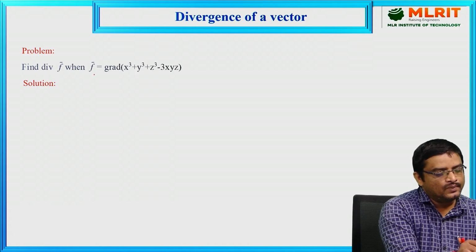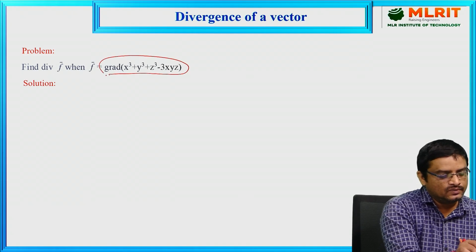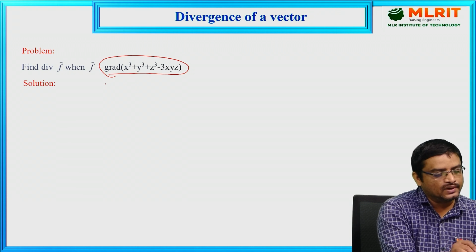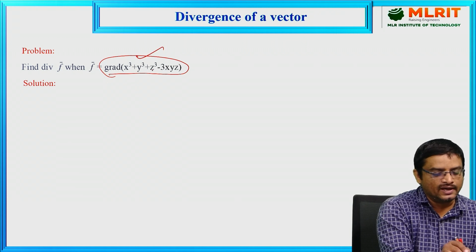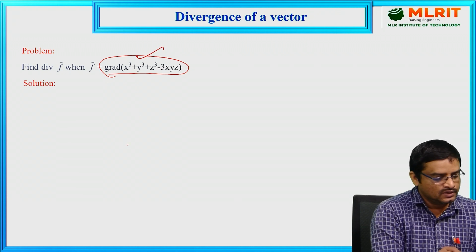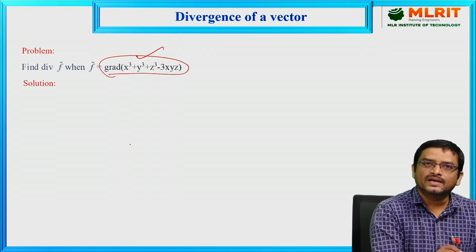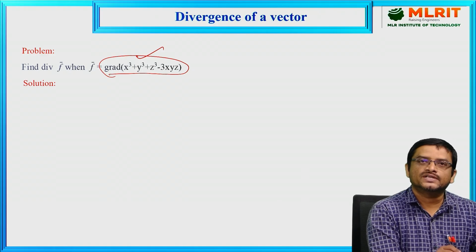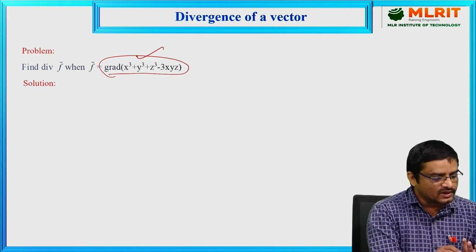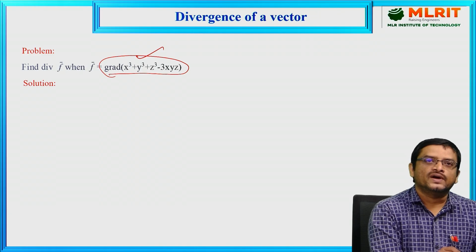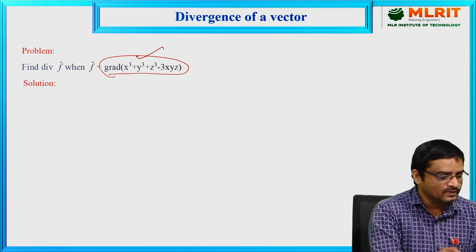So where f bar is equal to, this is the value. First, in order to get that f bar value, we have to apply the gradient for this scalar point function. After applying the gradient for the scalar point function, you will get some vector. You take that vector, and for that vector you find the divergence. That is the meaning of this problem.